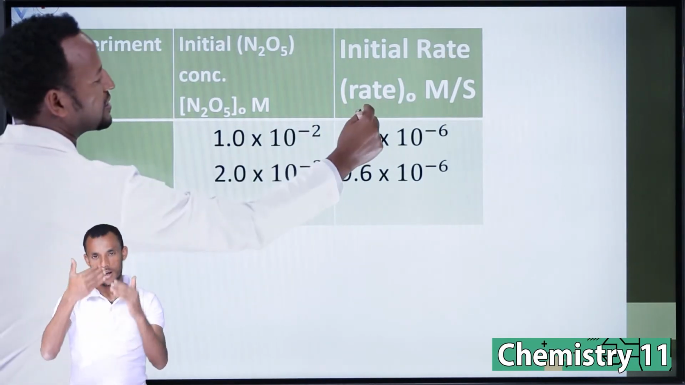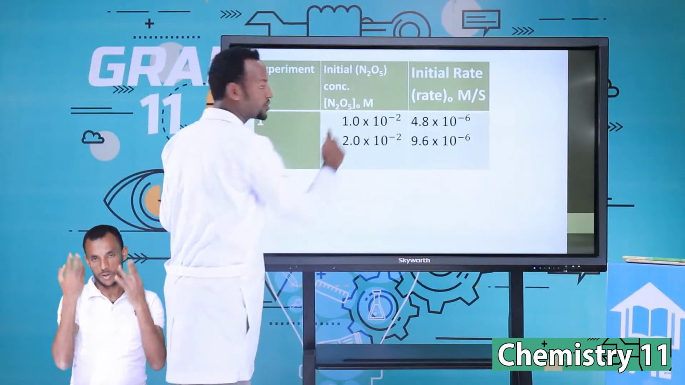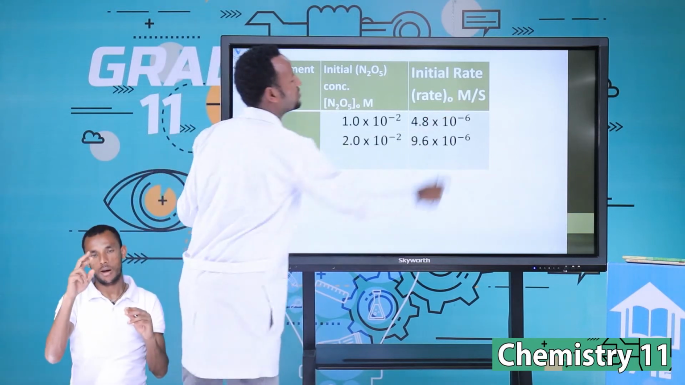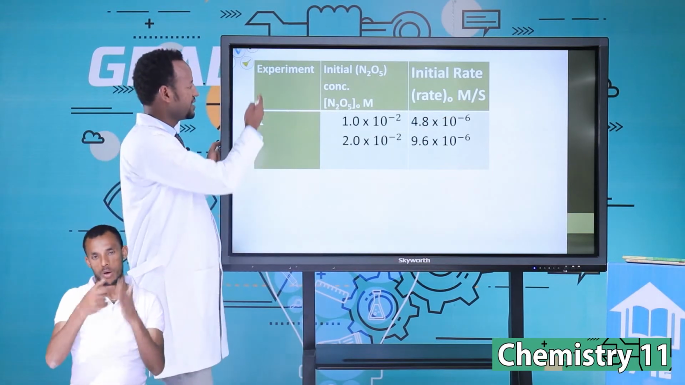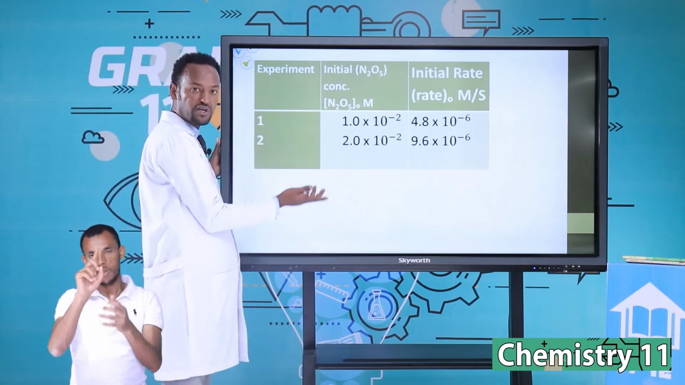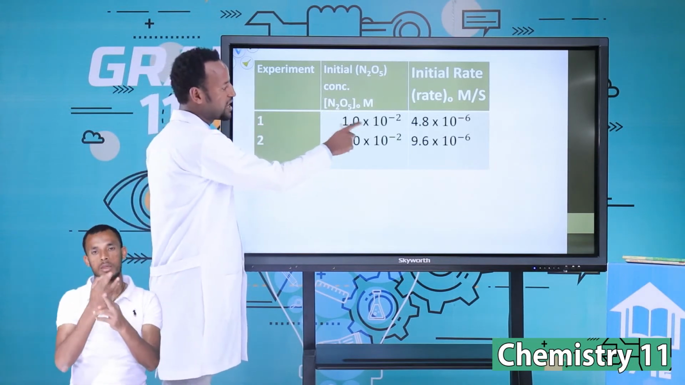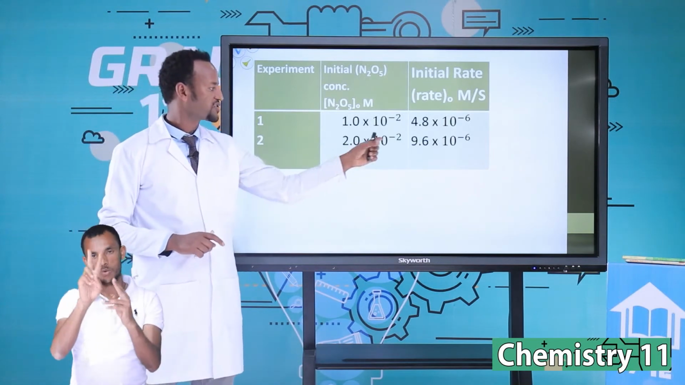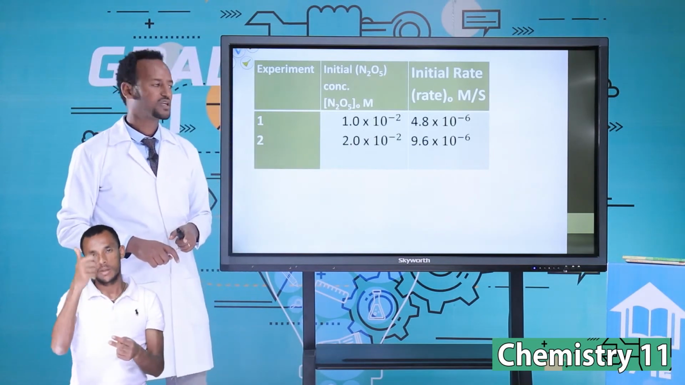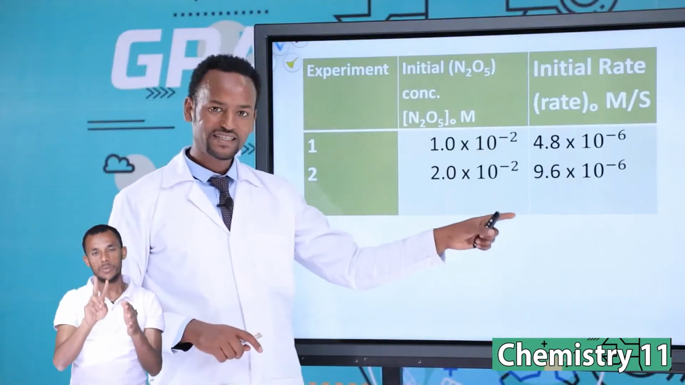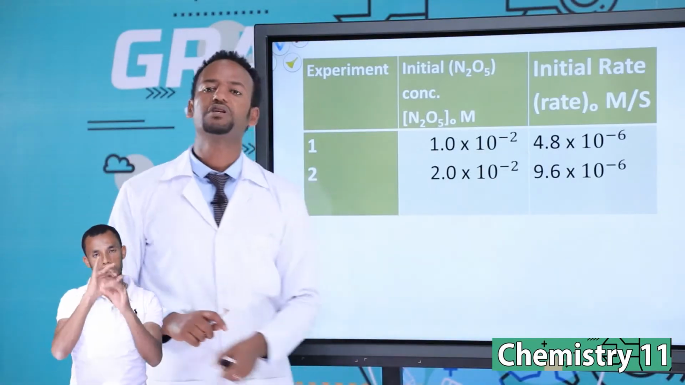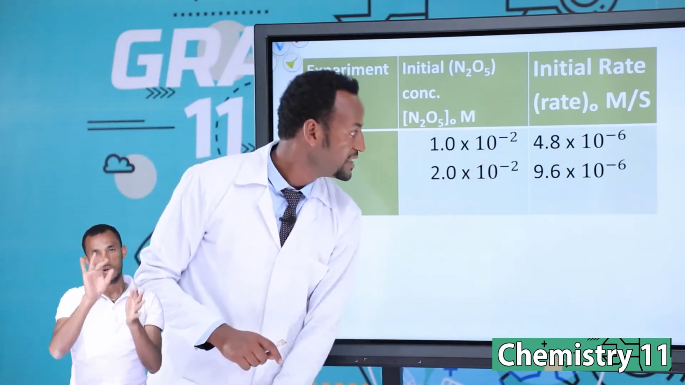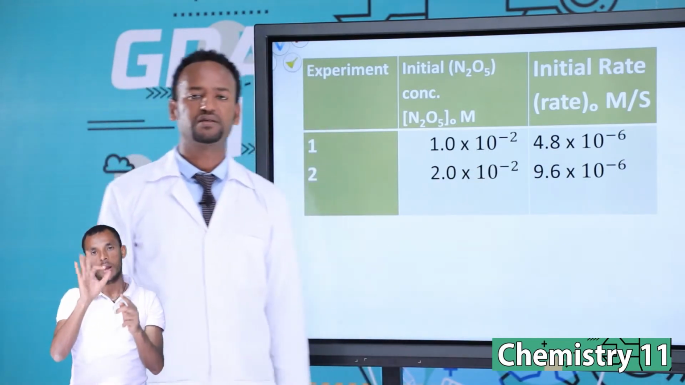Initial rates. This is concentration, usually molarity. You know rates, molar per second. What is given? In experiment 1, the initial concentration of the reactant is 1 times 10 raised to minus 2. In experiment 2, 2 times 10 raised to minus 2. Initial rate for experiment 1 is 4.8 times 10 raised to minus 6. Experiment 2, 9.6 times 10 raised to minus 6.